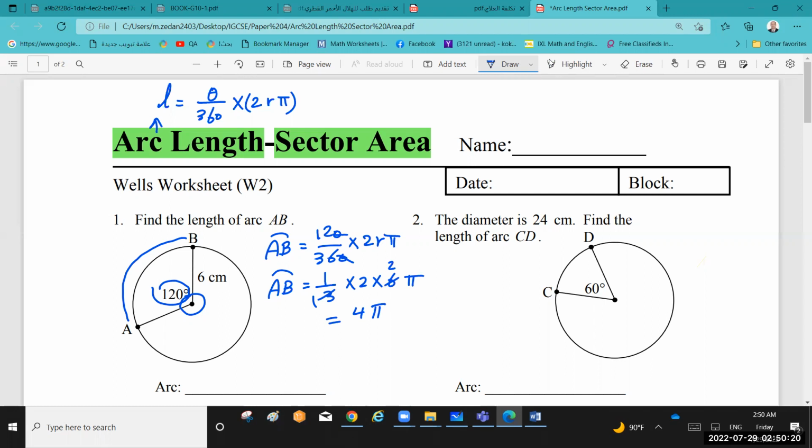The same way, if we go to number 2 now, the diameter is 24. It means the radius is 12, only half of 24. And you can apply the same formula. So CD is equal to its central angle 60 over 360 times 2 r pi. The r, as you told here, is 12. The r is 12 multiplied by 2 r pi, as I said. And you can simplify this one and solve it very easily.